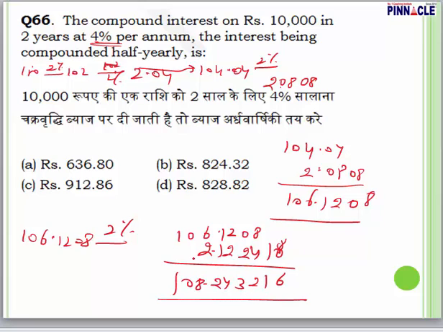You can say 8 rupees on 100 rupees, the compound interest is 8.243216. On 10,000 it would be equal to, you can say, 824.32. This is the exact calculation.